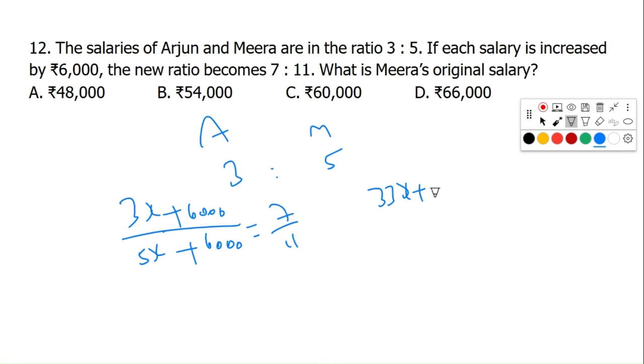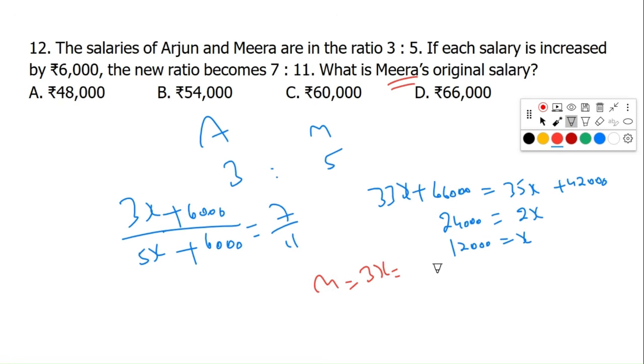So 33x plus 66,000 is equal to 35x plus 42,000, since 7 5s are 35x and 7 6s are 42,000. Okay, so now this should be written as x, right? 35x. So this is 2x, and if I subtract, it is 8 plus 16, which is 24,000. So what is my x value? 12,000. Once I get the value, whose value do I have to calculate? Meera's original salary is 3x. So 3 into 12, how much did I get here? 12,000.